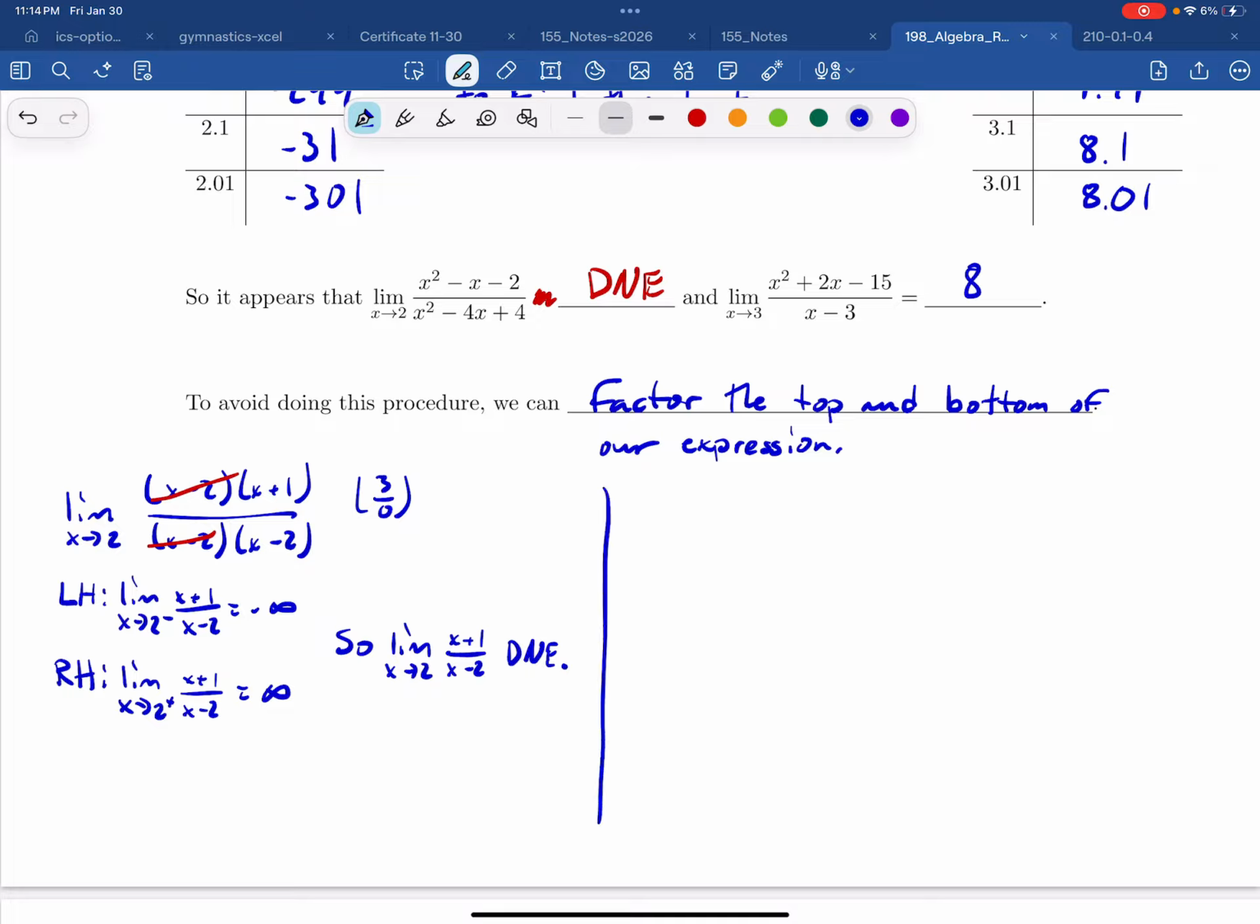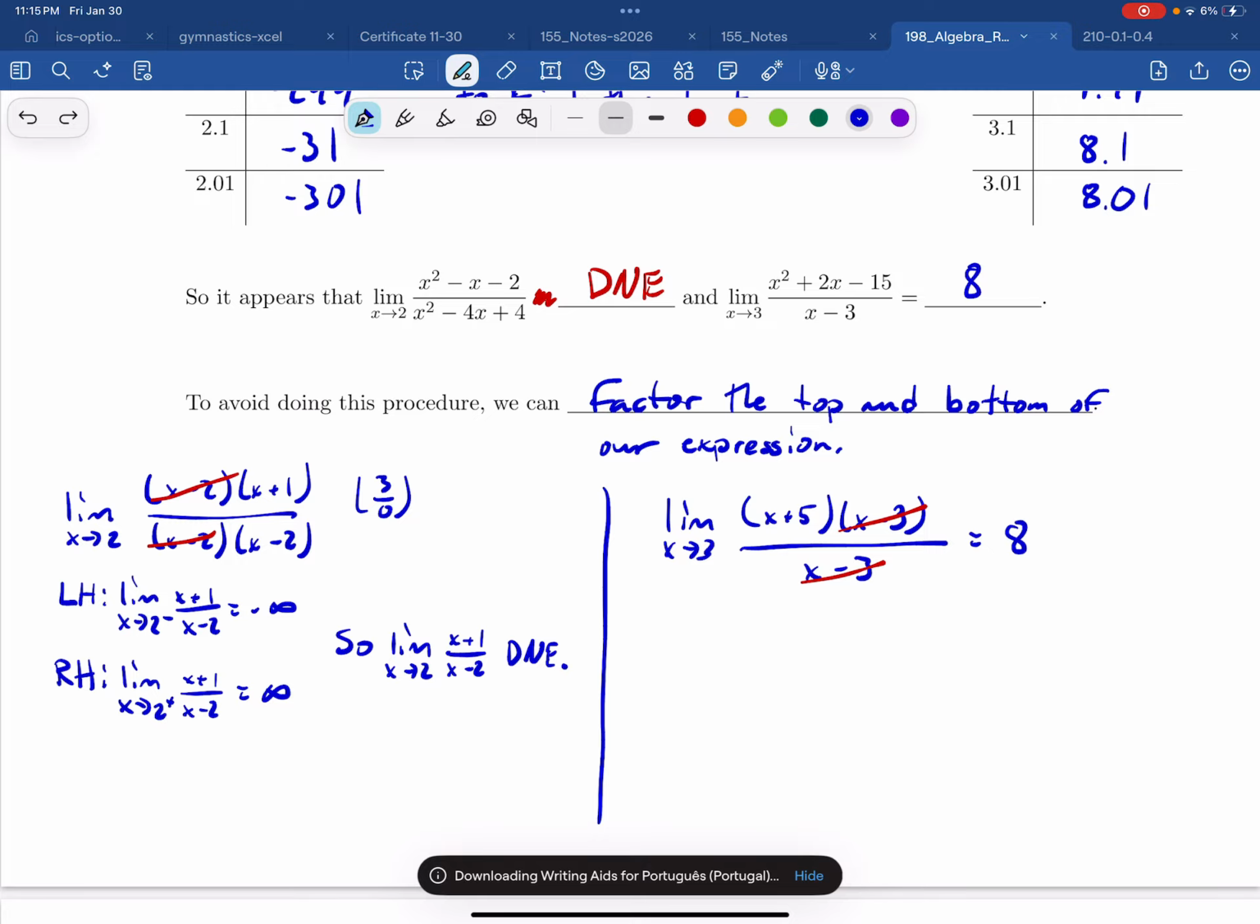Now, contrast that with this situation, where we have the limit as x approaches 3, but I'm going to factor the top. And if you'll notice, I'm going to get x plus 5 times x minus 3, all over x minus 3. And now that I factor the top, I can divide out by a common factor. And now I can just plug in 3 and get 8. Oh, that's our answer. So again, this expression was much more complicated than it needed to be, but we didn't notice that until we factored the top.